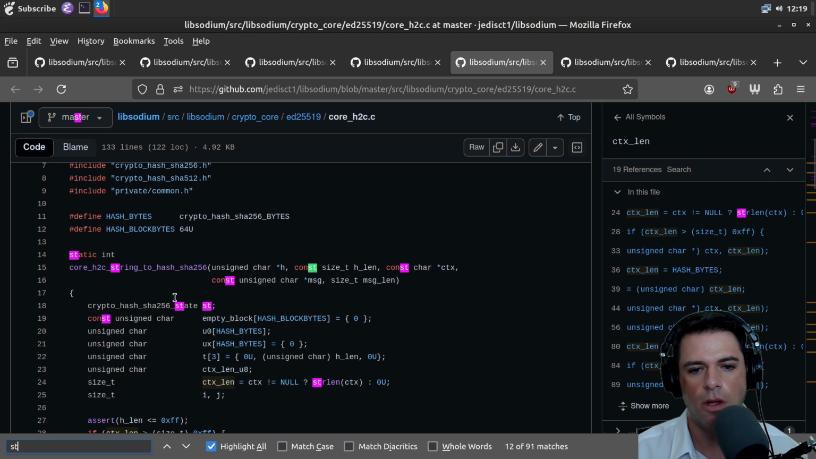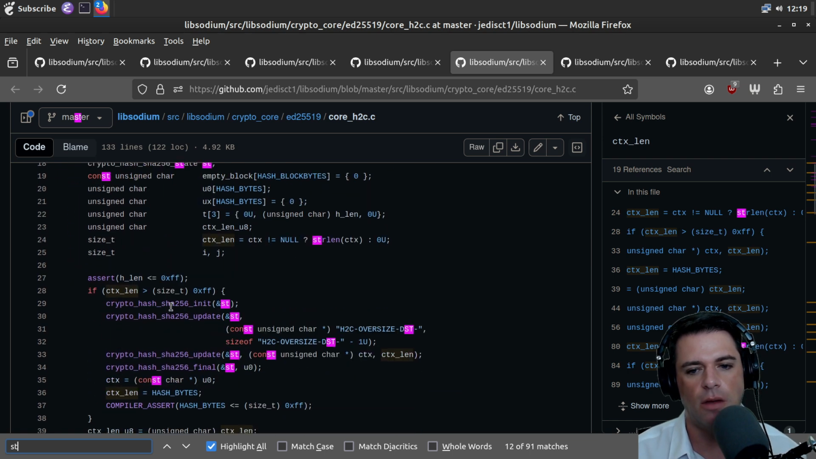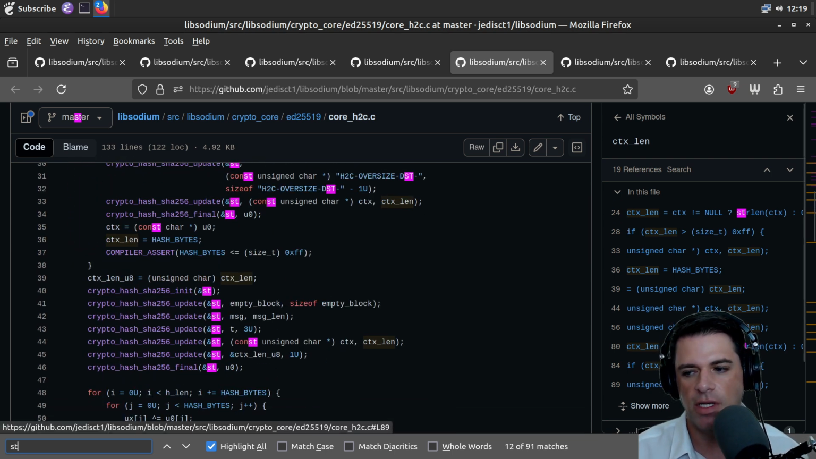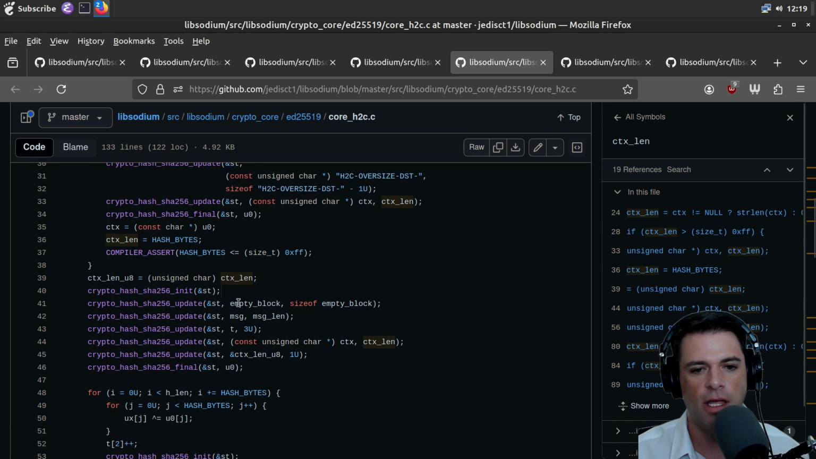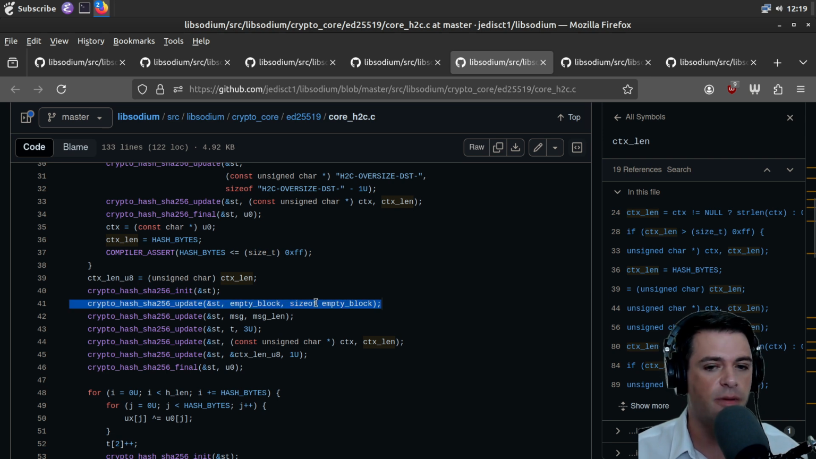Oh, no, it's the hash state. Okay, it just starts out as empty, and then we initialize it, etc. So we initialize the state. We initialize some empty block. So we update some empty block. I don't know why that's not part of the initialize operation, but I guess it's a thing you have to do.